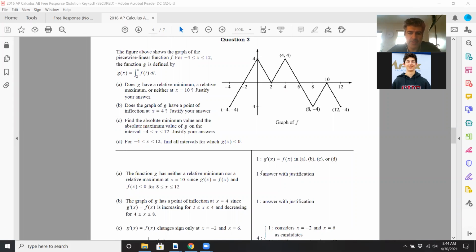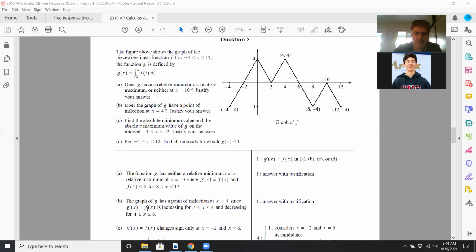Then I guess there's 1 point for the answer. If you gave the answer but no justification, then of course you're not going to get that point. And right, they say that since G prime equals F and F of X, yeah, that works. If you said no sign change, they would give you credit for that too.